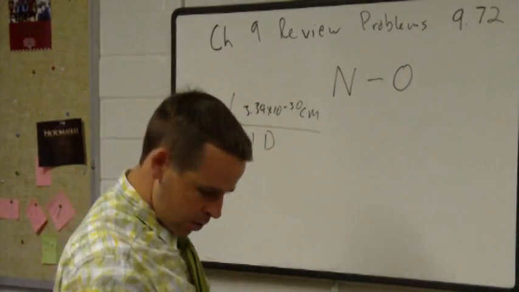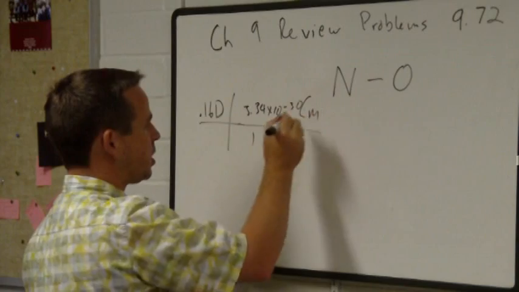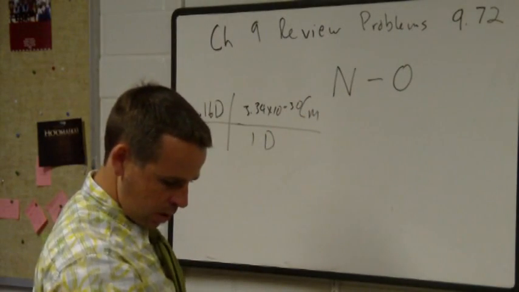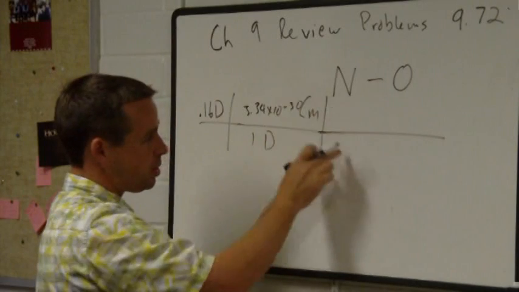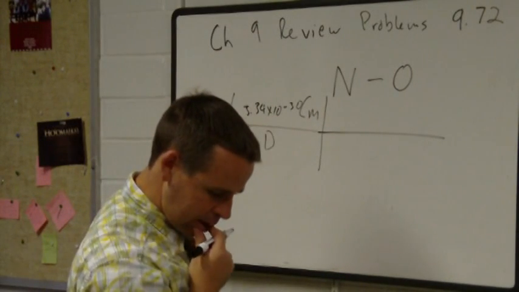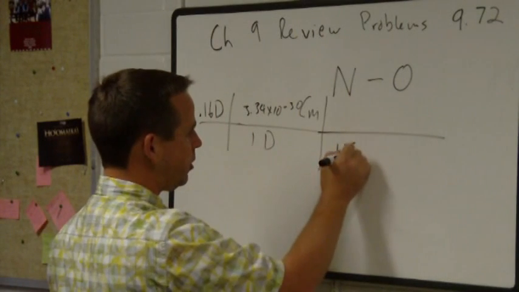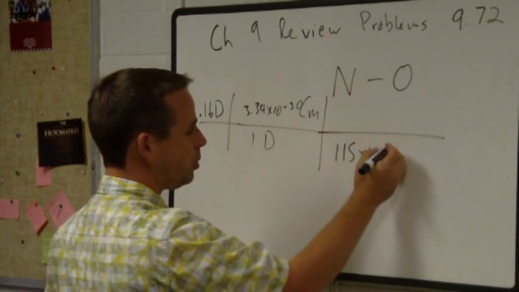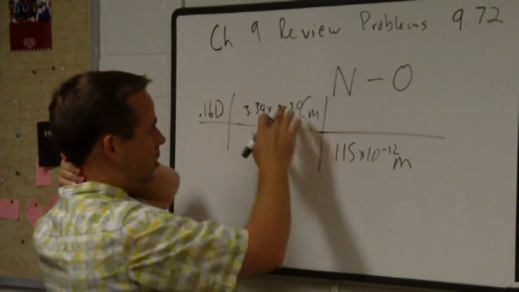Okay? And so now we're in coulomb meters, and this isn't centimeters, right? This is big C, coulomb meters. And if we divide this by our distance, then we'll be in coulombs. And the distance is 115 picometers. 115 times 10 to the minus 12 is how many meters there are.